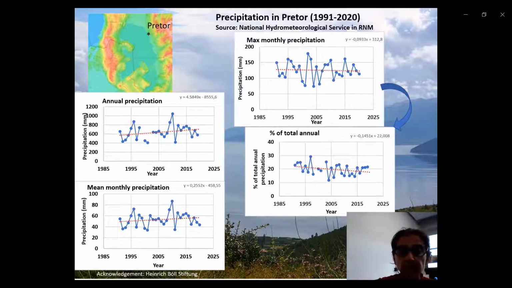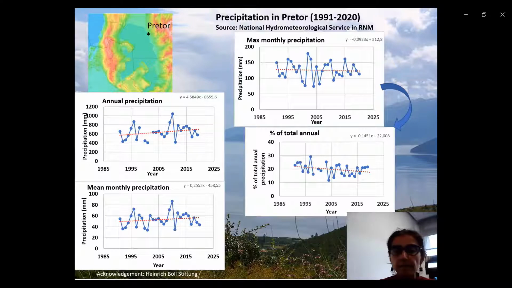If you look at the percentage that this maximum monthly precipitation is compared to the total annual precipitation, you see that this drops, right? This goes down. So it rains less in the month where it used to rain the most. Let's say this is the tendency.